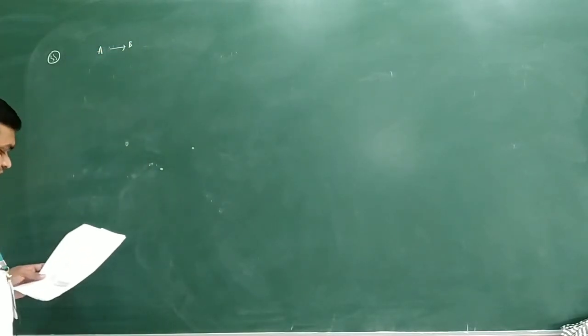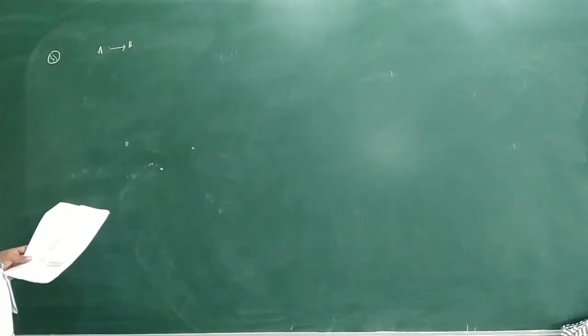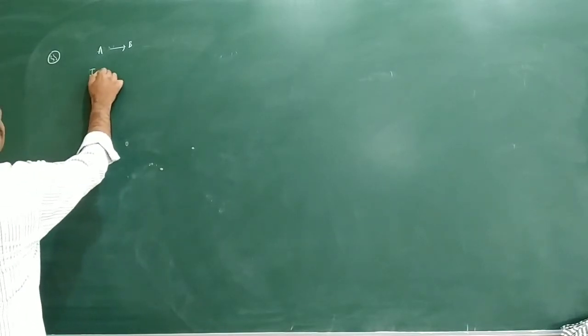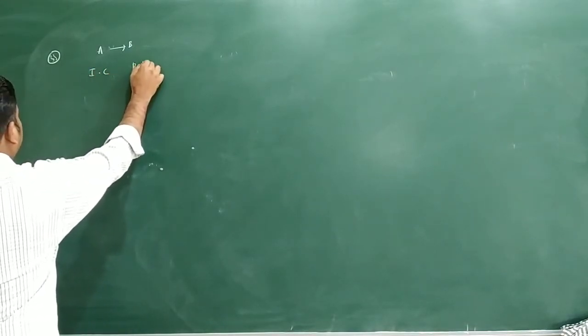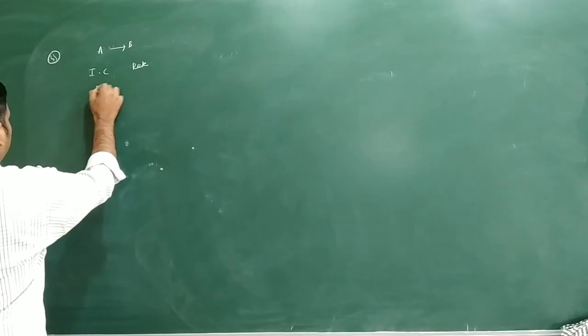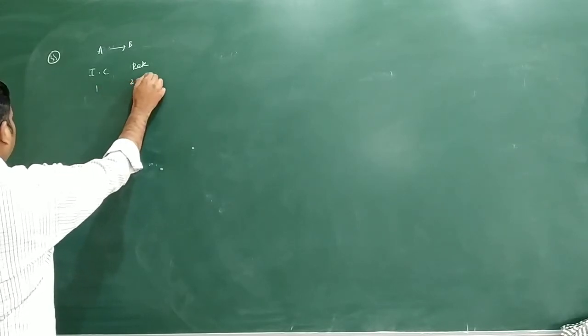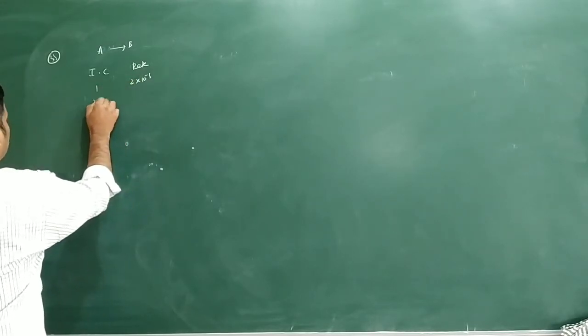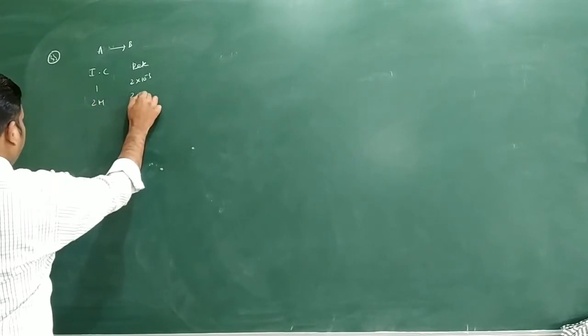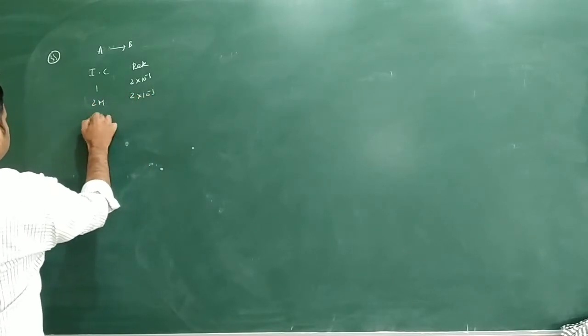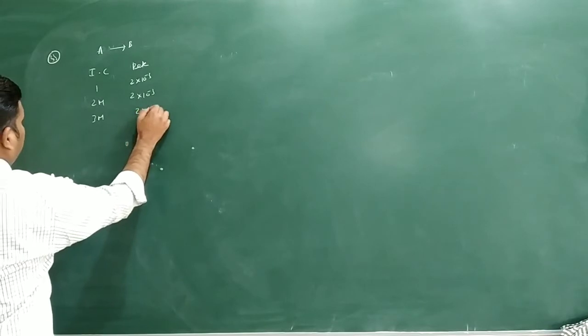A gives rise to B. The initial concentration and rate are given. I am writing the initial concentration here, and this is the rate. Here it is 1 molar with rate 2 into 10 power minus 3, then 2 molar with rate 2 into 10 power minus 3, and 3 molar with rate 2 into 10 power minus 3.